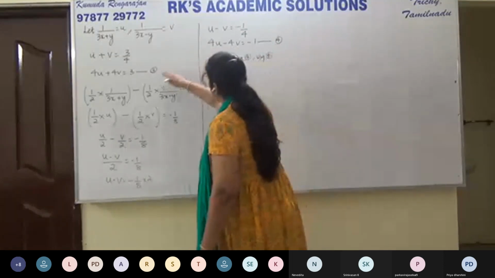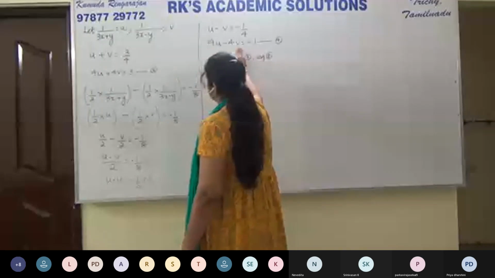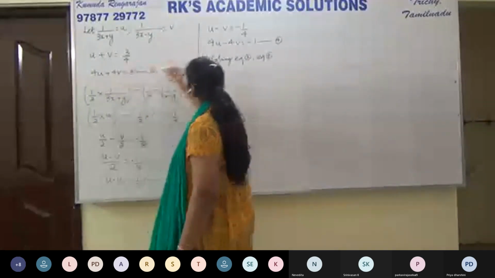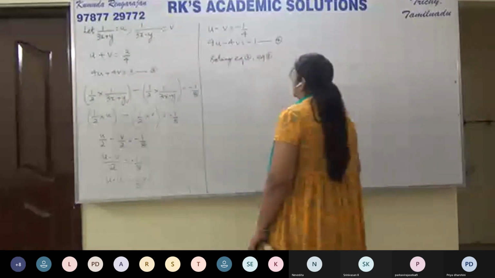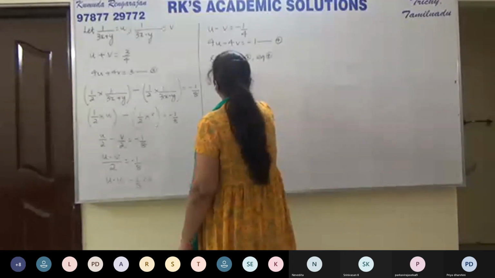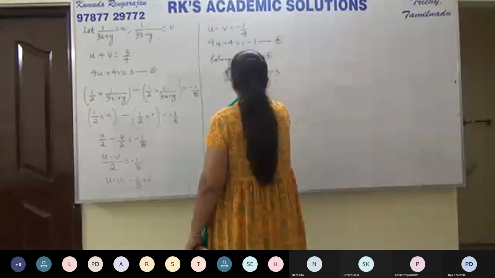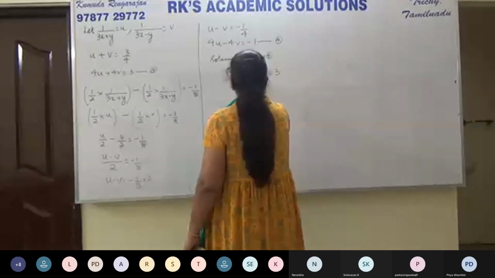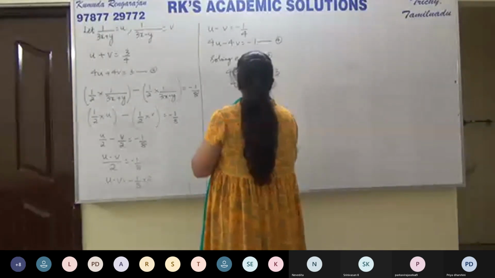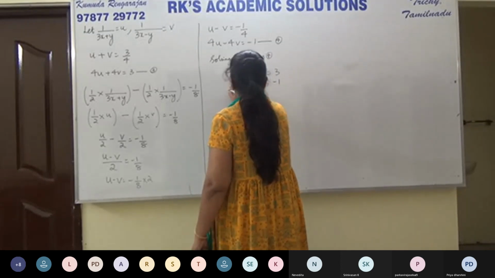You can see equations 3 and 4 are two linear equations in the variables u and v. Okay, so let's solve them. I write them one below the other. 4u plus 4v is equal to 3. 4u minus 4v is equal to minus 1.